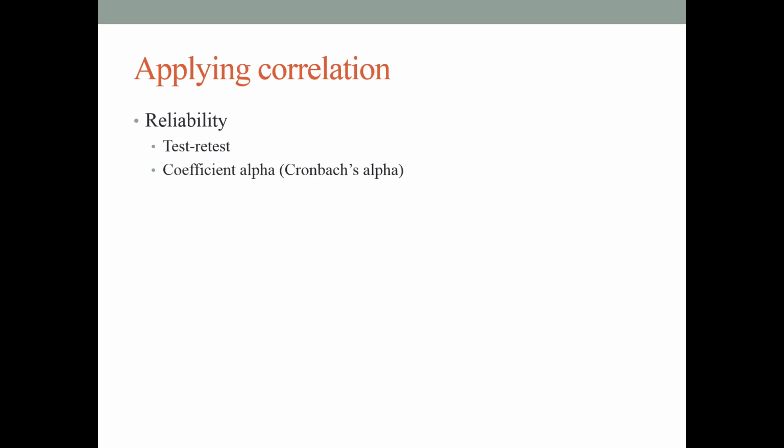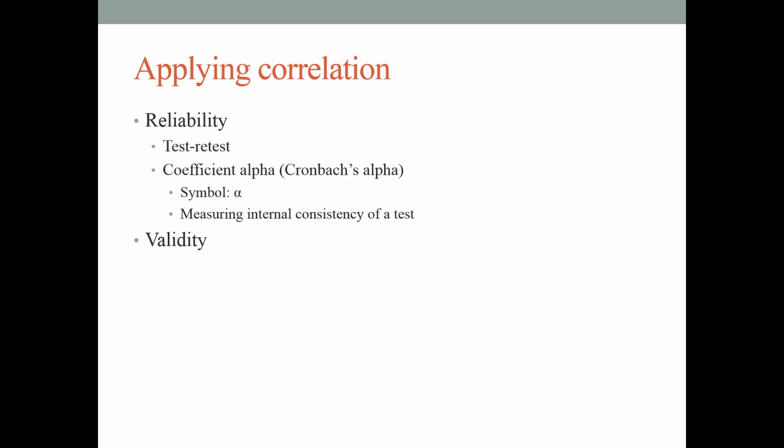Also, coefficient alpha. This is measuring the internal consistency. The symbol is alpha. It's measuring the internal consistency of the test. There are 10 items, and those 10 items are measuring the same thing. They are reliable. I mean, they are highly correlated. All right.